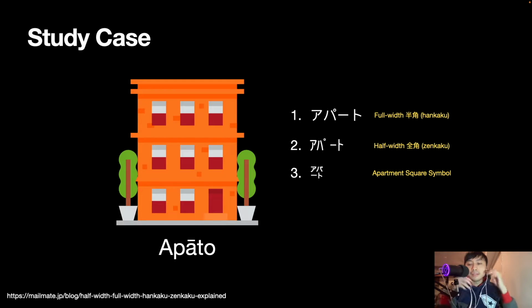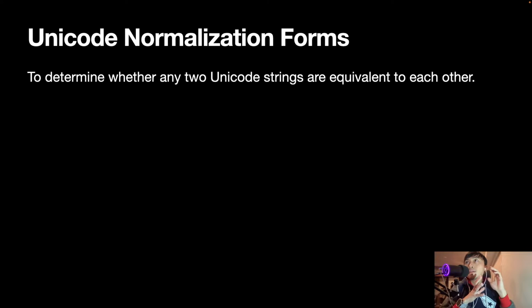So the case study is, imagine that you need to write software where you have to match between your data. Let's say your data is apartment in katakana, in the normal one, but the input can be like the first one, the second one, and the third one. So how is your system able to understand that it's basically the same meaning, apartment? To do that, we have to normalize this kana with the Unicode Normalization Forms algorithm.